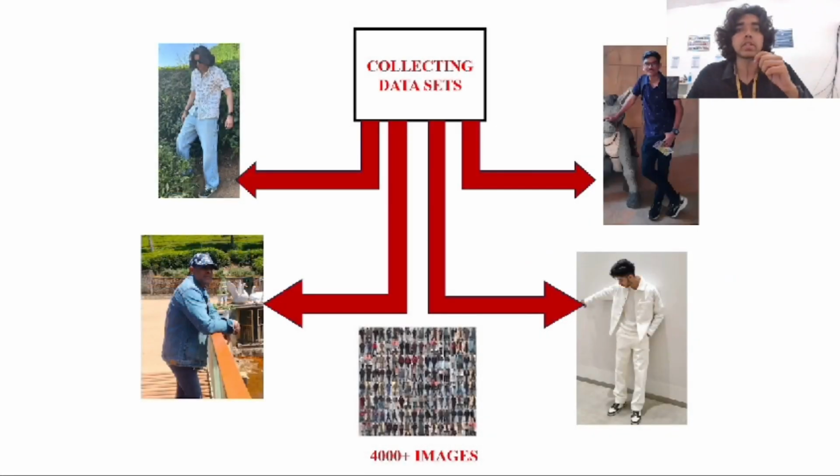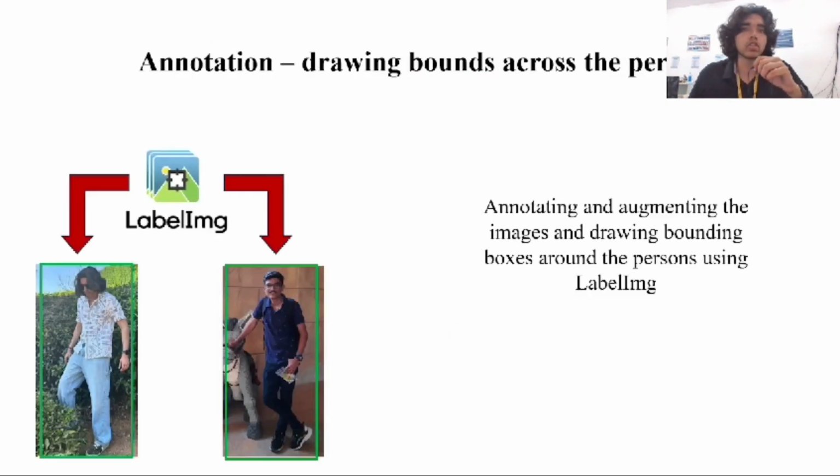So there are multiple steps in order to create a custom machine learning model. The first step is collecting data sets. So we have uploaded over 4,000 images in order to train the model to detect a person. The second step is annotation, which is basically drawing bounding boxes around the person, and we have used LabelImg software in order to accomplish this task.